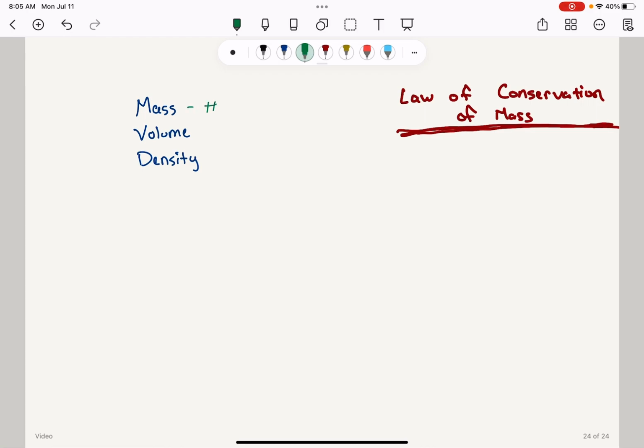Mass is the number of particles. Volume is the amount of space that those particles take up. And we've reviewed that density is the spacing between particles, which is important, okay?